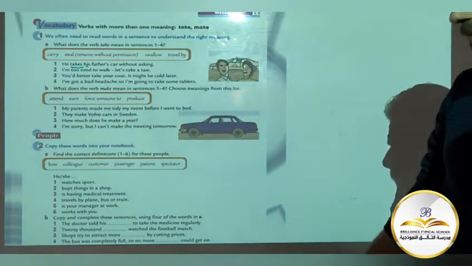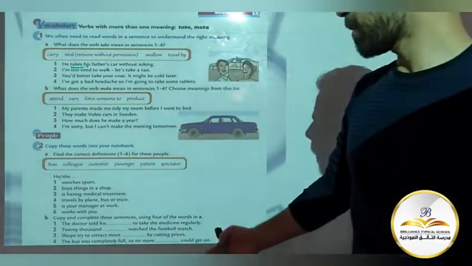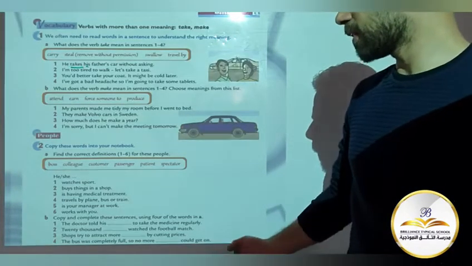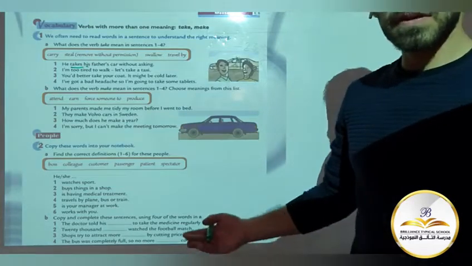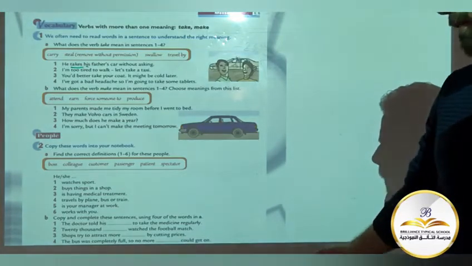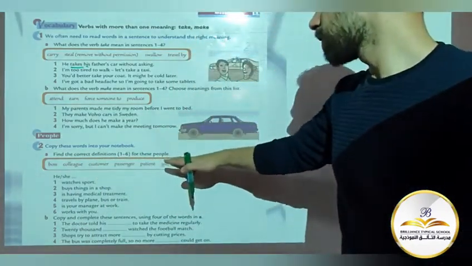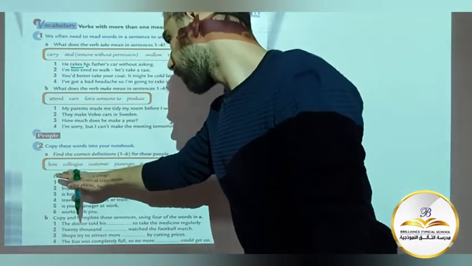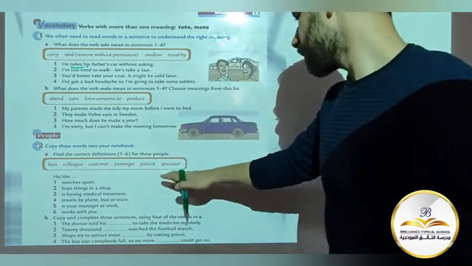Okay. Now, let's take a look. Here we are going to talk about people. Different words are used with them in different situations. Let's take a look at these situations. Find the correct definitions 1 to 6 for these people: boss, colleague, customer, passenger, patient, spectator.